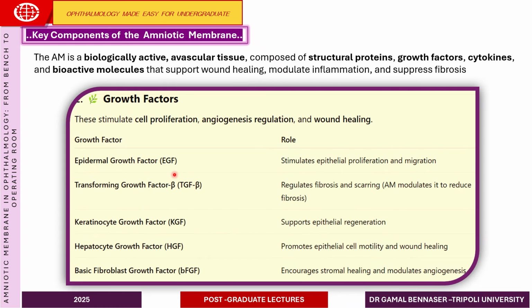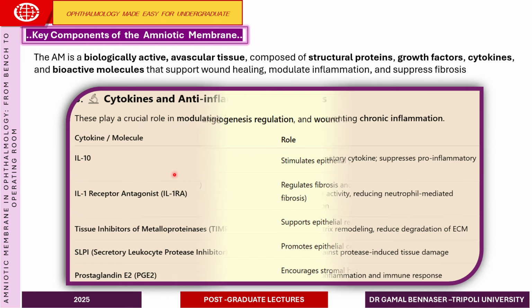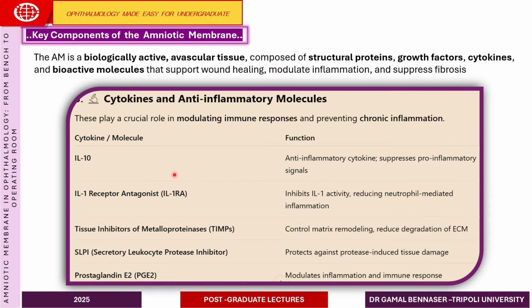Another important component is the growth factors. There are plenty of growth factors that play a major role in the regulation of the healing process and the fibrosis, and also promote cell motility and the healing process, namely the epidermal growth factor, the transforming growth factors, the keratinocyte growth factor, hepatocyte growth factor, and basic fibroblast growth factor. Other important components are the anti-inflammatory cytokines, especially interleukin-10, interleukin-1, and a lot of other mediators that control and regulate the inflammation as well as the fibrosis and protect against protease-induced tissue damage.